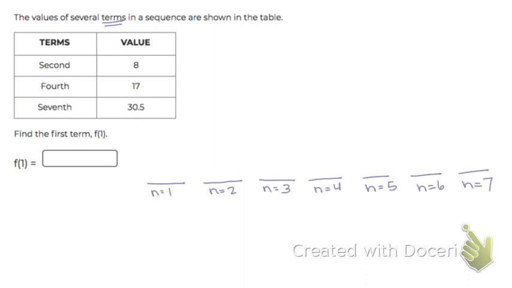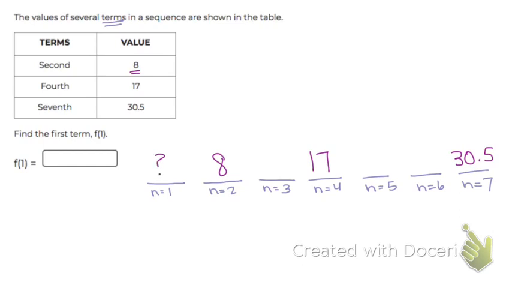So now that we know that, we can fill in the terms that we know. We know that the second term is 8, so let's put an 8 here. We know the fourth term is 17, and the seventh term is 30.5. And we're trying to figure out what is that first term.